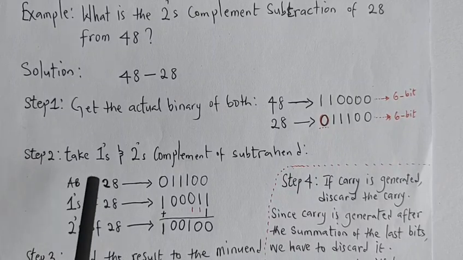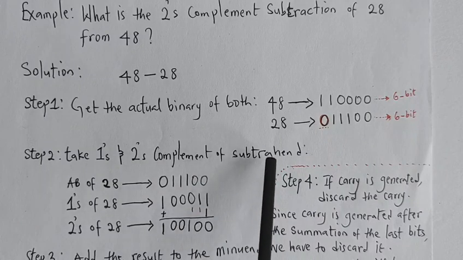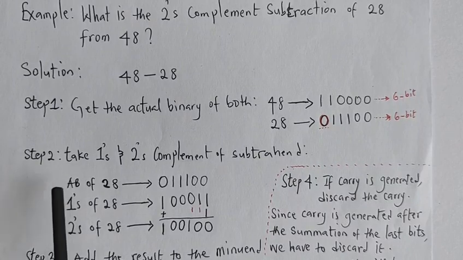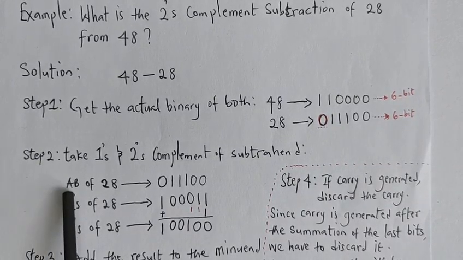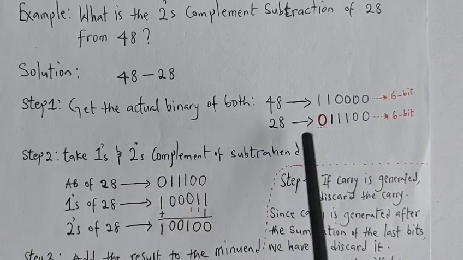Now step 2 says take 1's complement and 2's complement of the subtrahend. The subtrahend is nothing but 28. First and foremost, we know the actual binary of 28 is 0, 1, 1, 1, 0, 0, which is what we got here.